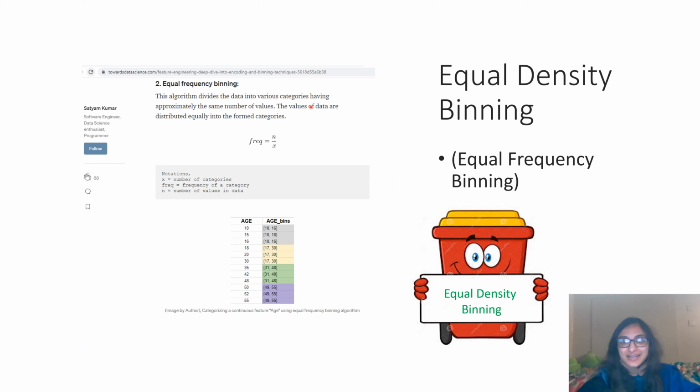And then equal density binning is like equal frequency binning. So you're trying to make sure that you have roughly the same number of items inside each bin. So each bin has the same density. That's what's important here. It might be off, give or take, if it's an odd number of things you're putting in, if it's not completely divisible.